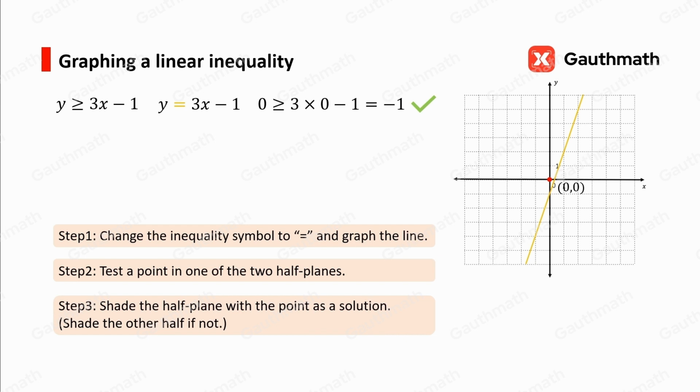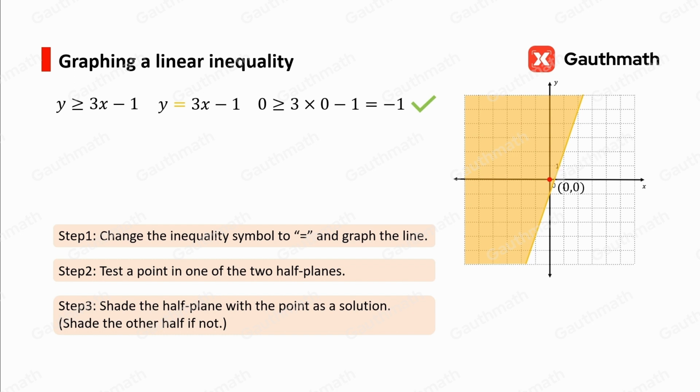Okay, so we're going to shade the half plane with (0, 0), which we just tested. In this case, it's the half plane on the left. This half plane is the solution of this inequality. And also remember, on the solid line, any points on the boundary are solutions as well.